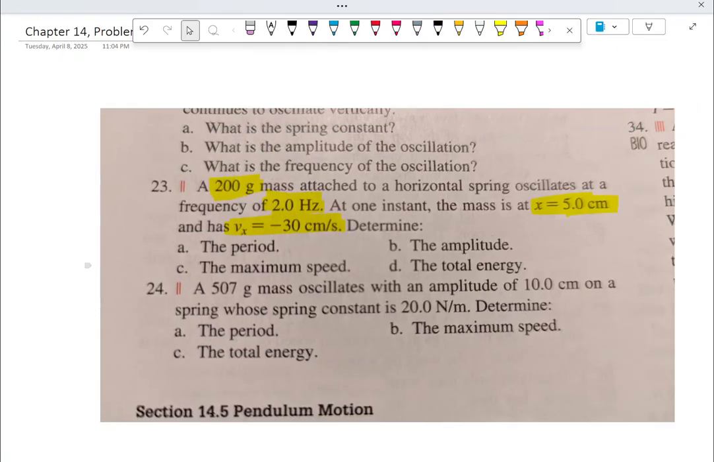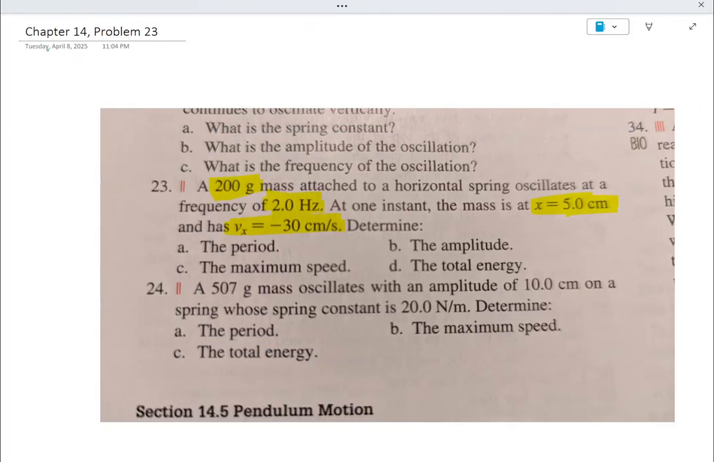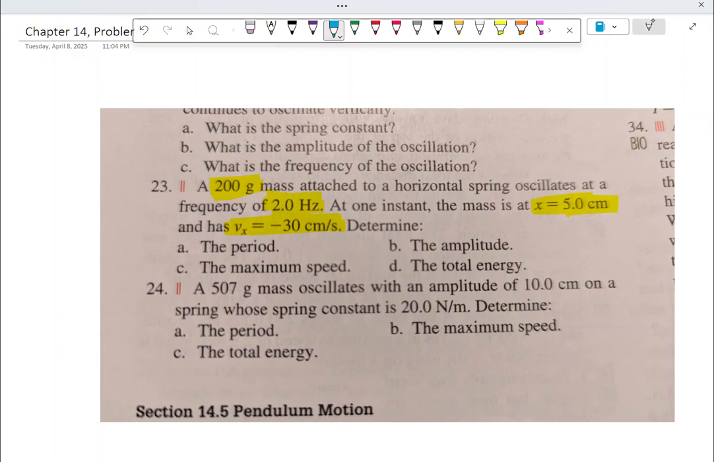All right, hi everybody. This question was asked here, so it's problem 23 from chapter 14. I think it's 14b, could be wrong though. Number 23 says a 200-gram mass attached to a horizontal spring oscillates at a frequency of 2 hertz. At one instant, the mass is at x equals 5 centimeters and has a velocity of negative 30 centimeters per second. Determine the period, the amplitude, the maximum speed, and the total energy.